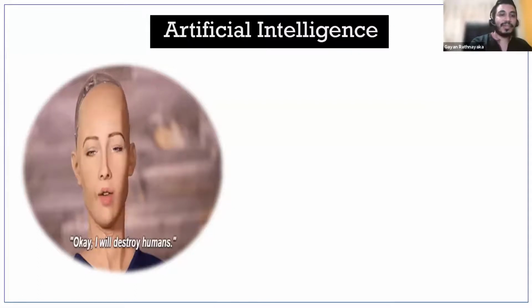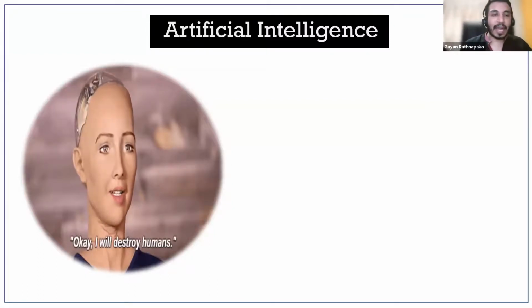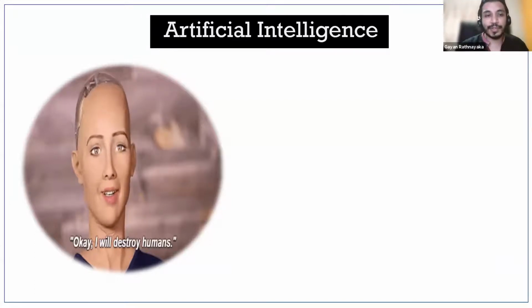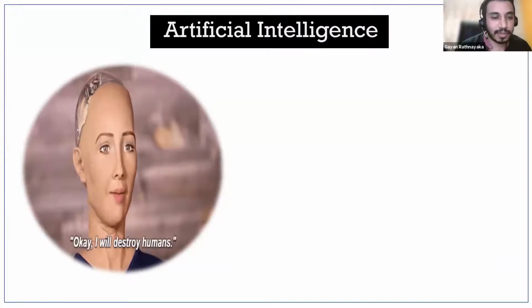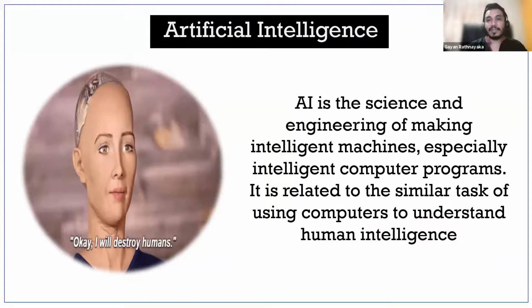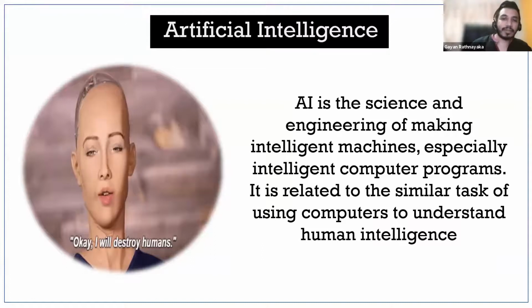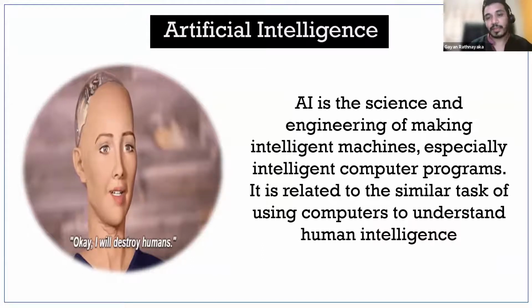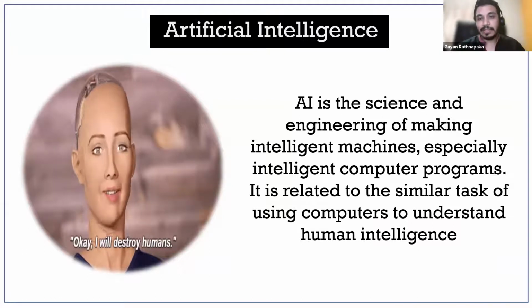And this is Sophia the robot, an actual AI. You can see her interview on YouTube. She says this as a joke: "I will destroy the humans." But this is actual footage. Let's have a look at what AI is. AI is the science and engineering of making intelligent machines so that they can reach or surpass human capabilities. That's the basic idea of AI.